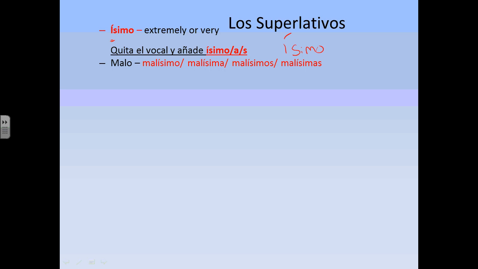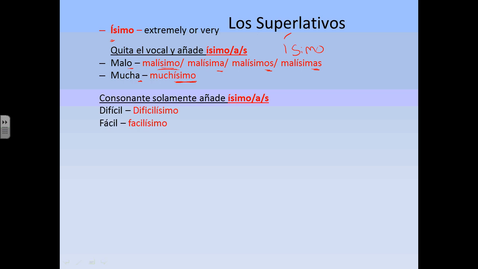Por ejemplo, malo. Quitas la O, you take off the O, y añades ísimo. And the reason that I have it masculine and feminine and masculine plural and feminine plural is because it agrees with what it's modifying, because it's being used as an adjective. Okay, and mucha, again, you take off the vowel and you add ísimo, and then you would make it agree with what you're talking about. Si tienes una consonante, solamente hay que añadir ísimo. No tienes que quitar nada. Difícil, okay, solamente añades ísimo. Fácil, okay, ísimo as well.